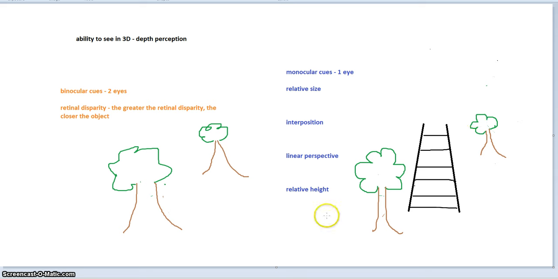So now when you have all 3 of these working together, you've got your relative size. This one, the closer one, is bigger. You have relative height. The higher one is supposed to be farther away. And then you have the linear perspective. These lines are coming together. In your mind, you can really kind of see this as train tracks going back into the distance. You can really perceive that depth. So this is how you would use monocular cues to help you tell how far away something is, and that is in contrast to binocular cues.